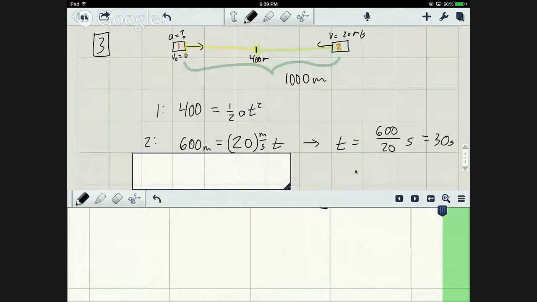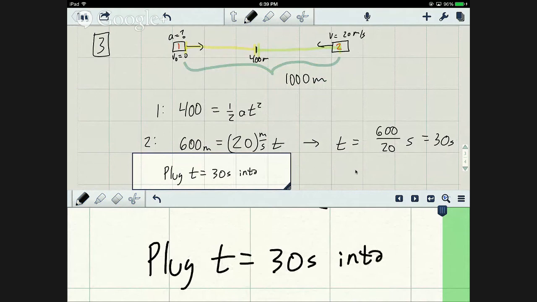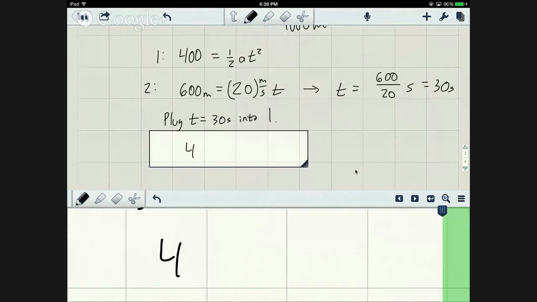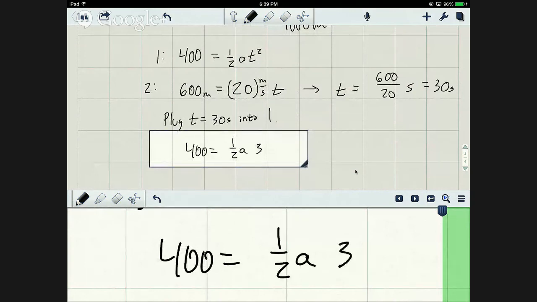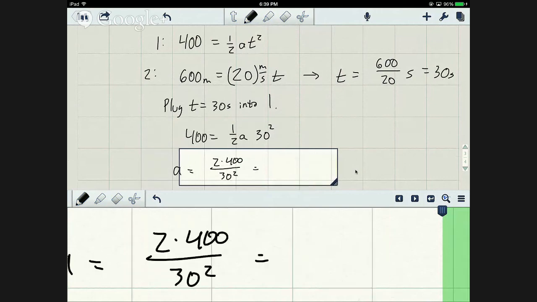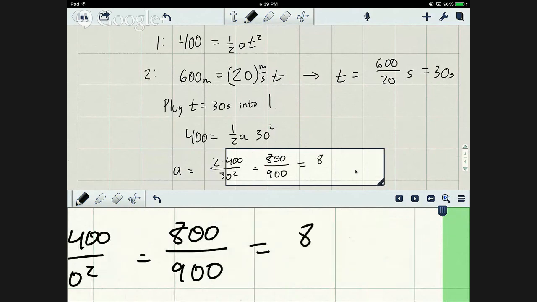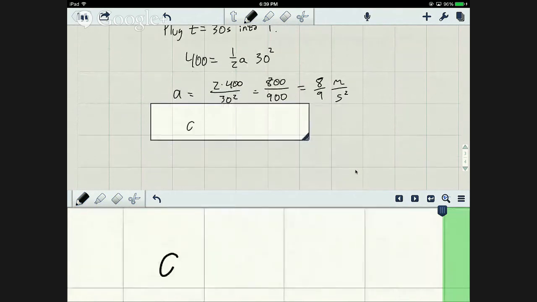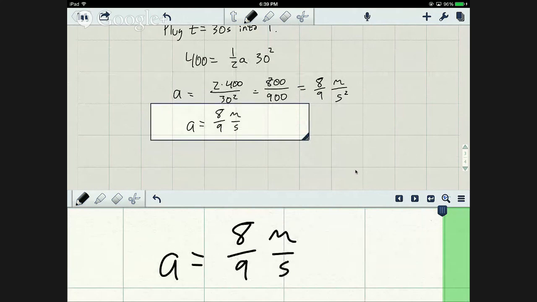All right. And now I plug t equal 30 seconds into the equation for car 1. 400 is equal to 1/2 A times 30 squared. Alrighty. To solve for A, A is equal to 2 times 400 over 30 squared, or 800 over 900, which is equal to 8/9 meter per second squared. Okay, so the acceleration must be 8/9 meter per second squared for them to meet 400 meters away from the starting point of the accelerating car.